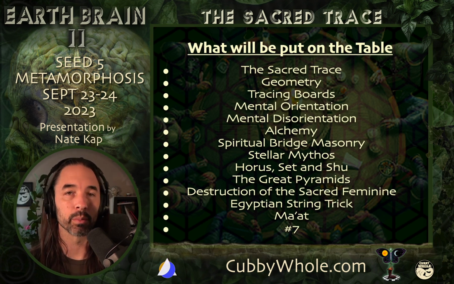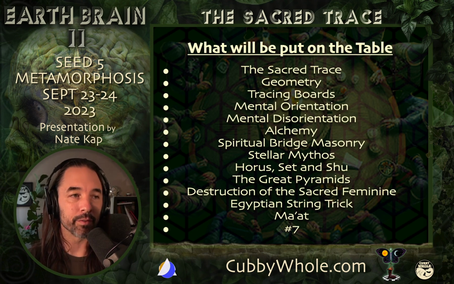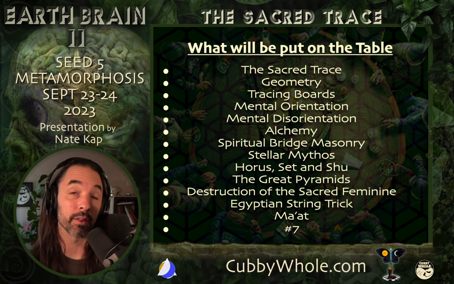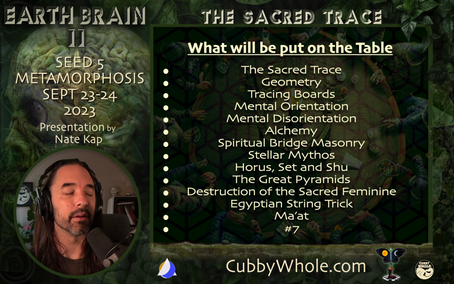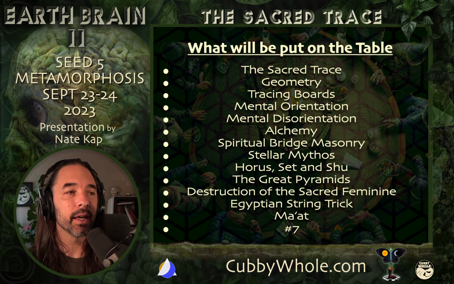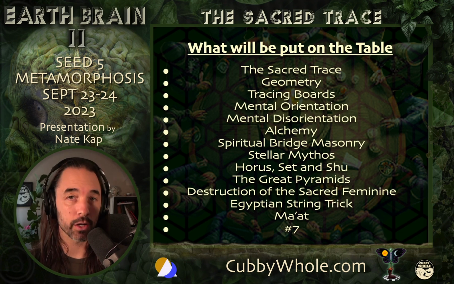And the spiritual bridge masonry, something I refer to as helping us go back into antiquity, especially to the stellar mythology, the ancient Egyptian stellar mythology, and much further than that. The stellar mythology is very important to understand, especially dealing with Horus, Set, and Shu, which I'm going to get into, and also the Great Pyramids and the destruction of the sacred feminine and the Egyptian string trick, which is really cool.